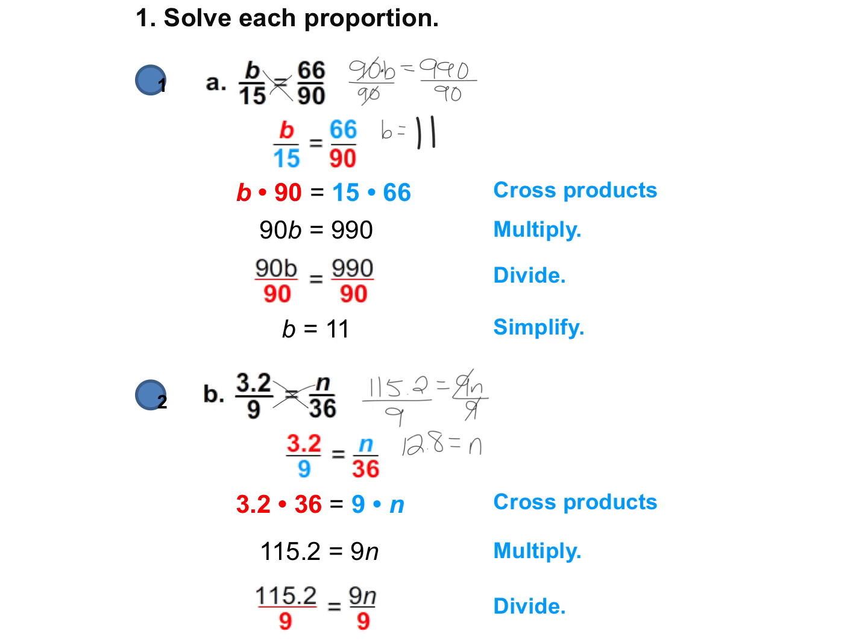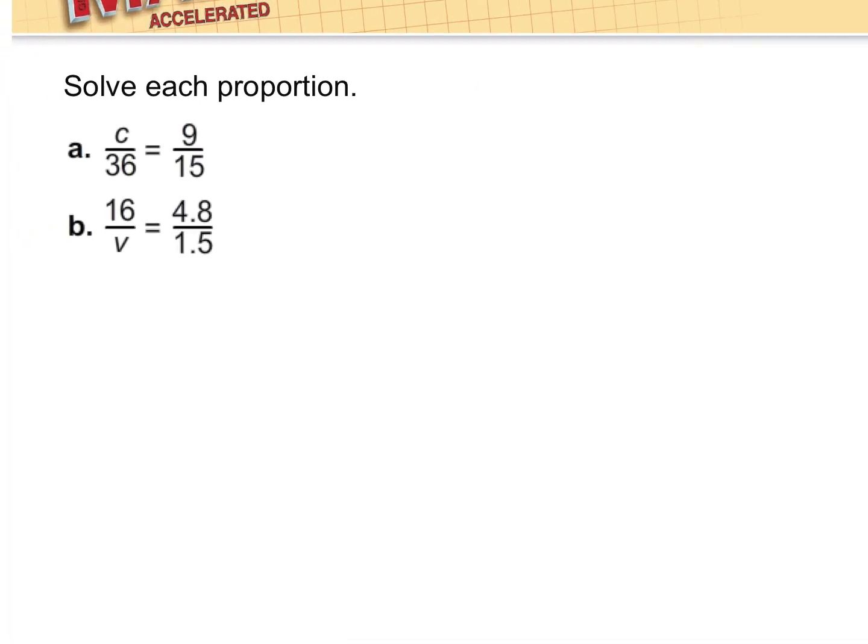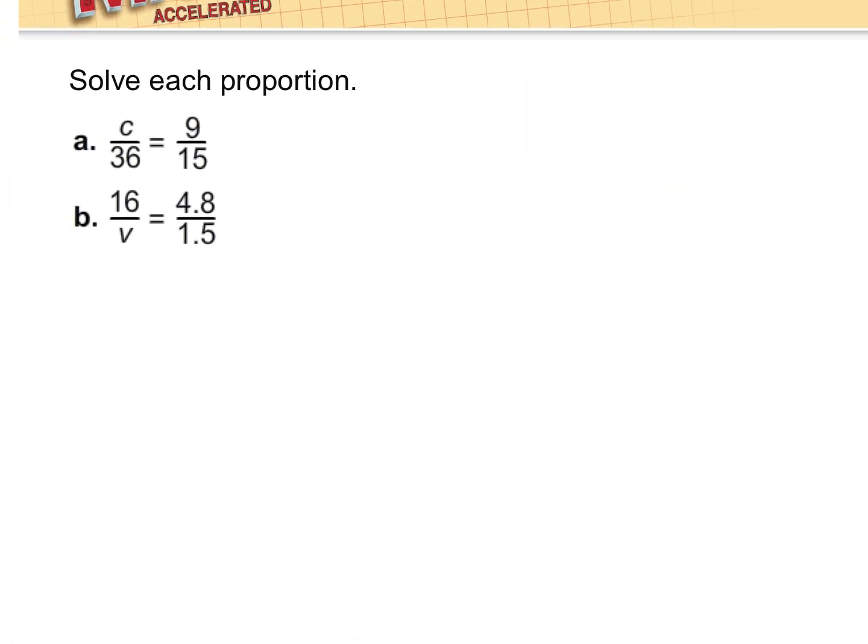Questions before I let you try a couple on your own? Try A and B on your own on this one. A and B. On A, what's the first step in solving proportions? Cross multiply, right? So we have C times 15, which is, what's C times 15? 15C. And then we take 36 times 9, which is 324. Is everyone okay with that step right there?